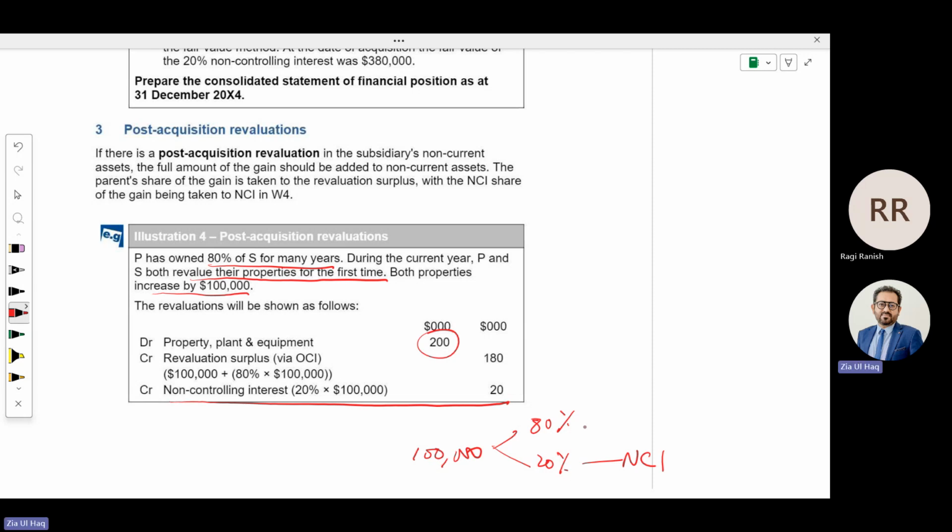Out of this 100, 80 is part of our parent company. Where will it go? In parent company retained earnings, $80. And 100 will go to parent company retained earnings through its own revaluation.